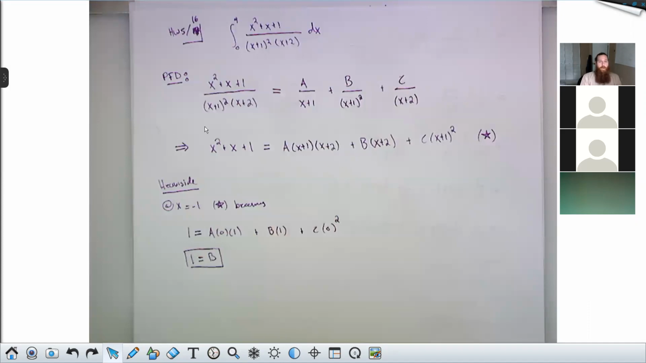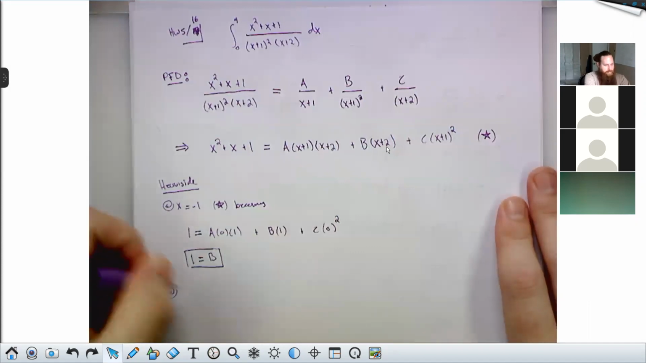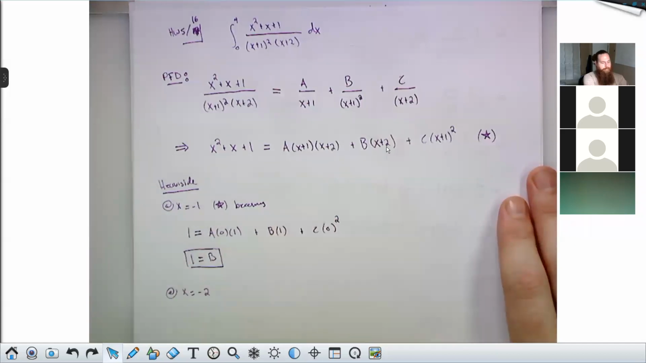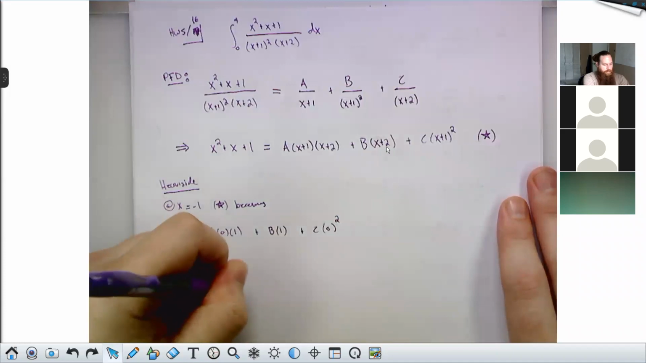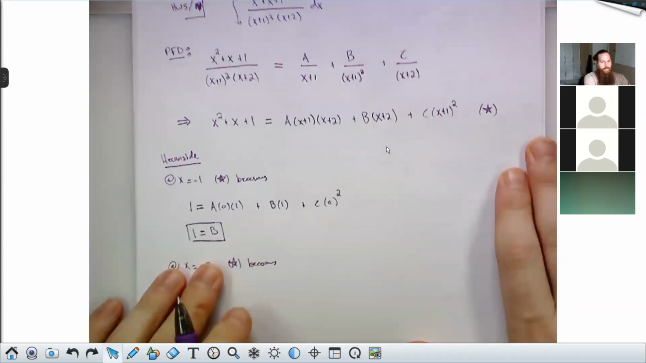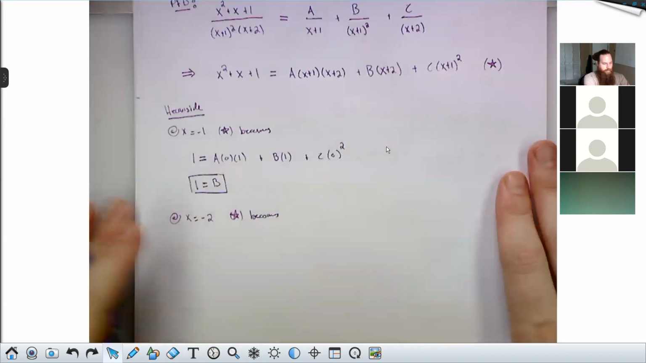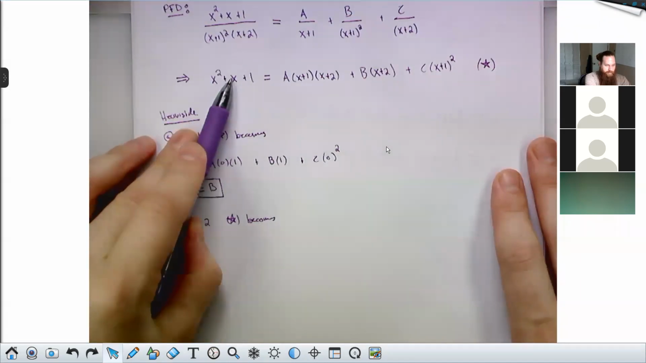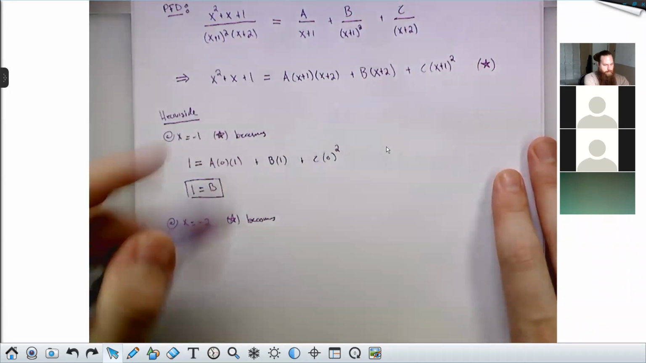There is another number I can plug in here to make a bunch of stuff vanish, and that's what makes this factor 0. That's -2. So my next move in the Heaviside trick is to plug in x equals -2. Because when you do that, the equation star becomes -2 squared is 4, plus -2 is +2, plus 1 is 3.